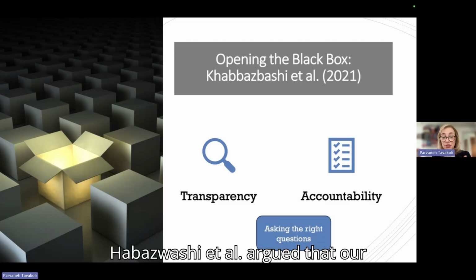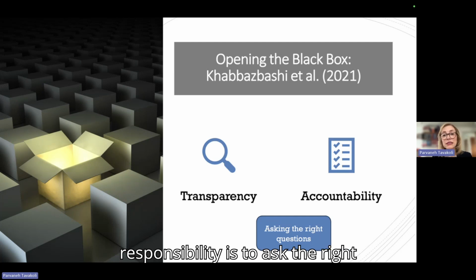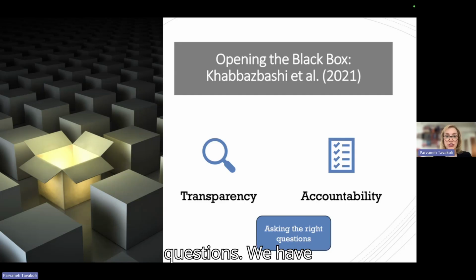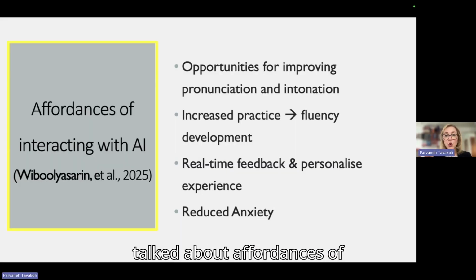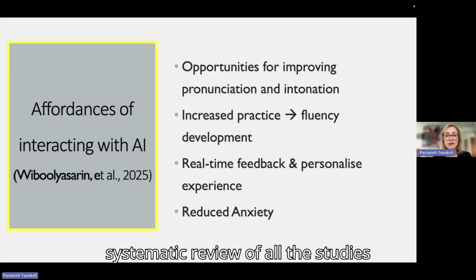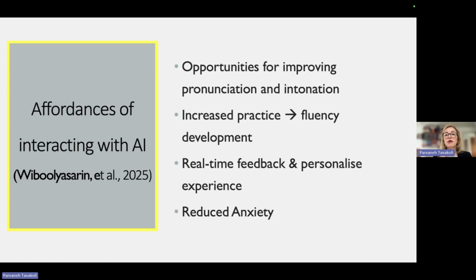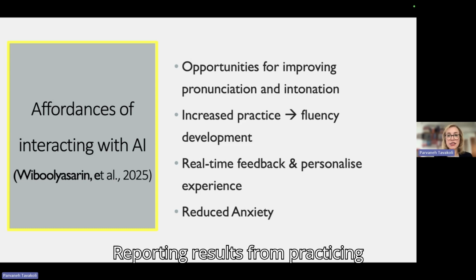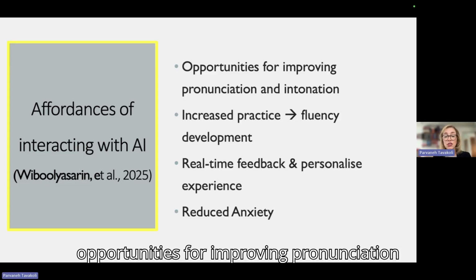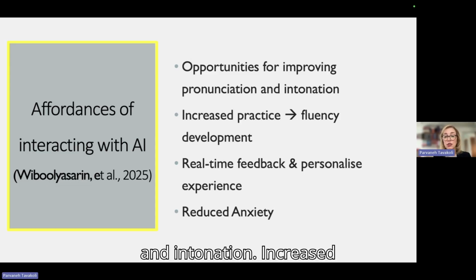And here, Khabbazbashi et al. argued that our responsibility is to ask the right questions to improve transparency and accountability. And the rest of my talk focuses on those questions. We have talked about affordances of interacting with AI for nearly 3 years now. I'm referring to this study in which they have done a systematic review of all studies reporting results from practicing speaking with chatbots. And they suggest that chatbots provide us opportunities for improving pronunciation and intonation.